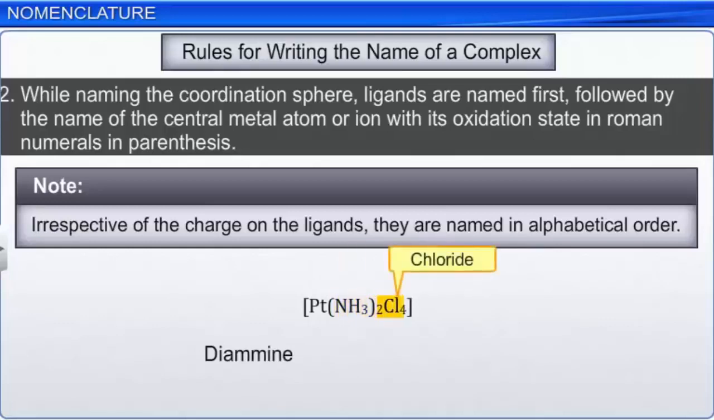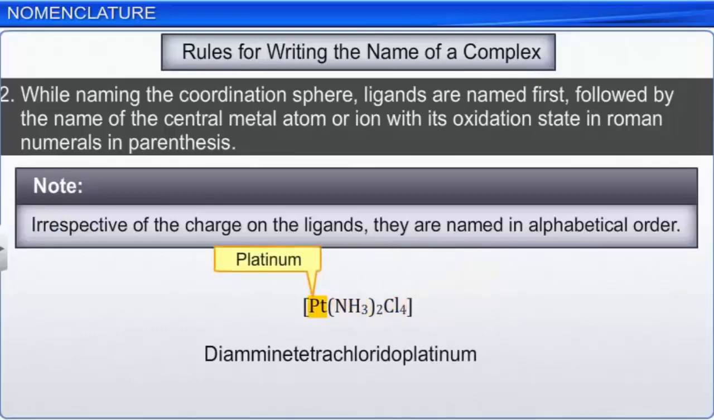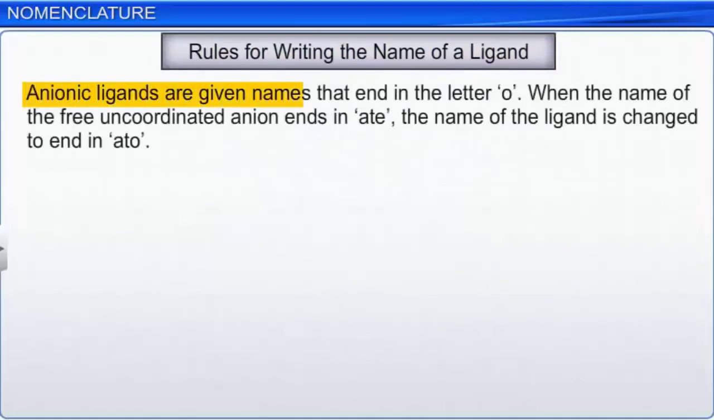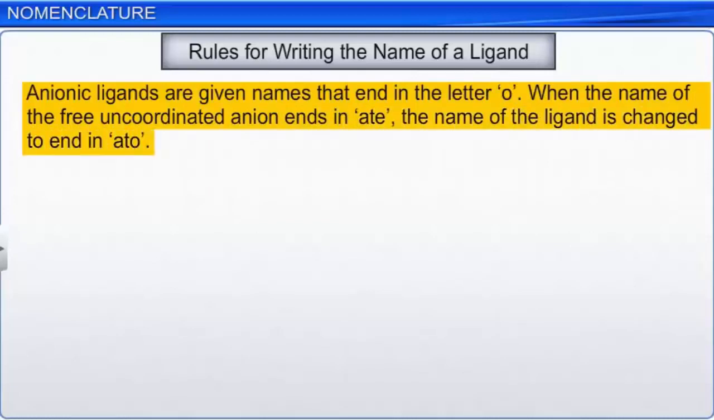IUPAC has also proposed certain rules for naming ligands. Anionic ligands are given names that end in the letter O. When the name of the free uncoordinated anion ends in -ate, the name of the ligand is changed to end in -ato. For example, the anion acetate is named acetato, sulfate as sulfato, thiocyanate as thiocyanato, and carbonate as carbonato.